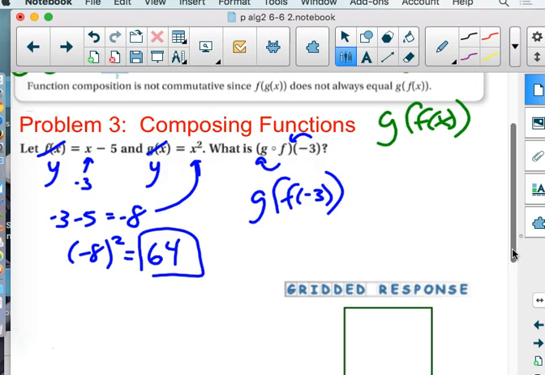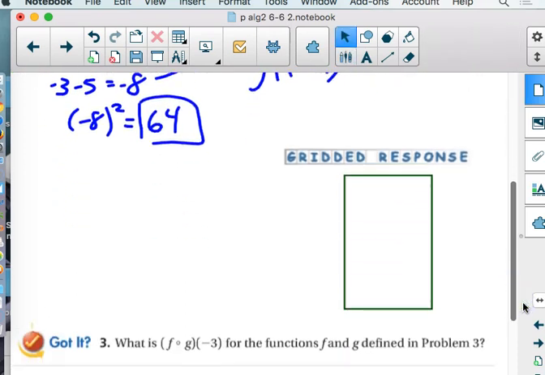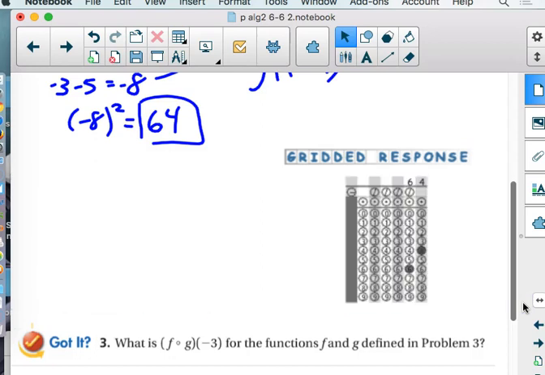Now, MCAs will be here before we know it. And one of the things they like to do on the MCAs is what they call the gridded response. So you do all that math, and you notice, uh-oh, this is not multiple choice. They're going to make me fill in some boxes. There's good news and there's bad news. You can go all the way to the left, put in 64, color in the 6, color in the 4, and get full credit. You can go all the way over here, put in 64, color in the boxes, and you'll get full credit. You decide, I'm going to put 64 right smack dab in the middle.